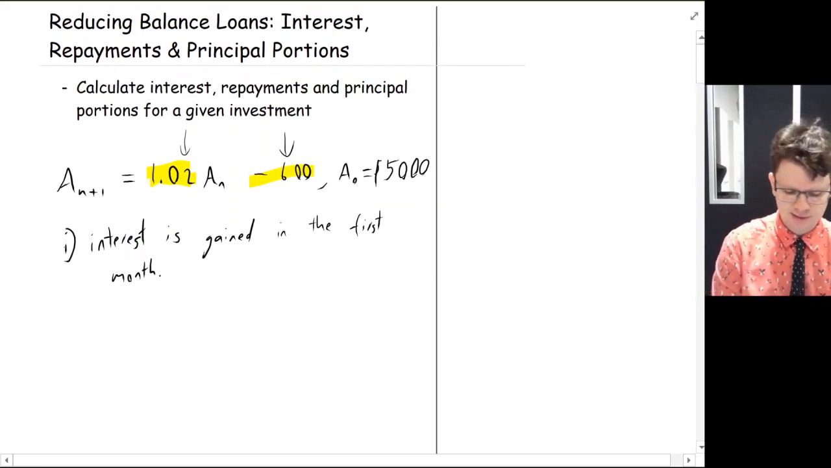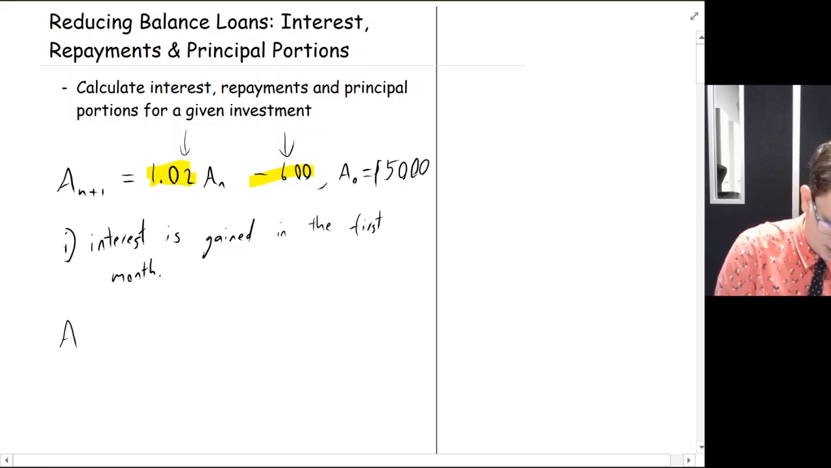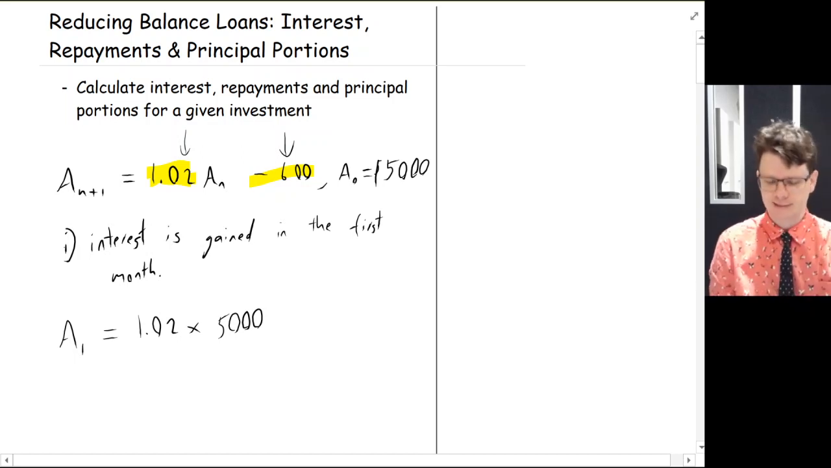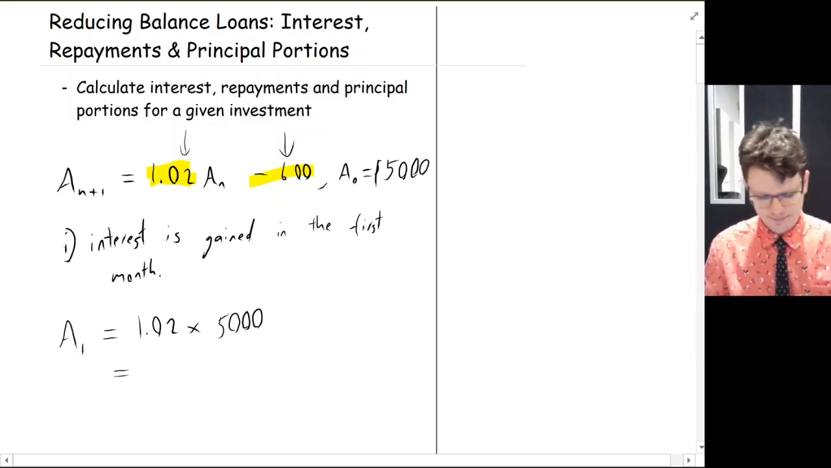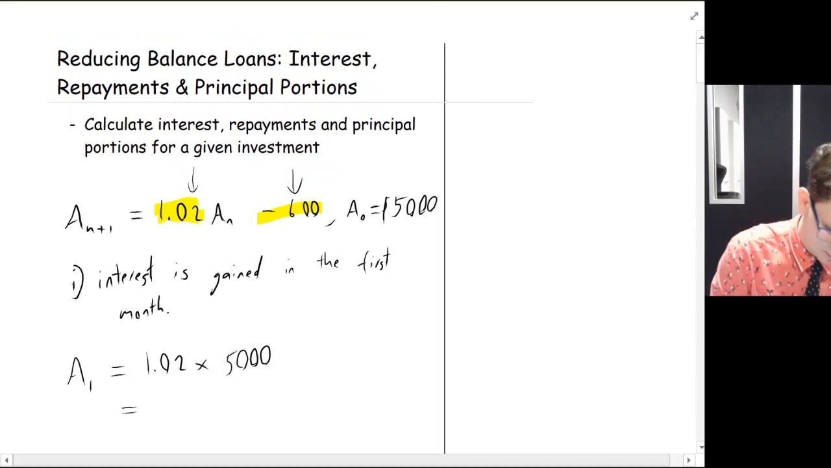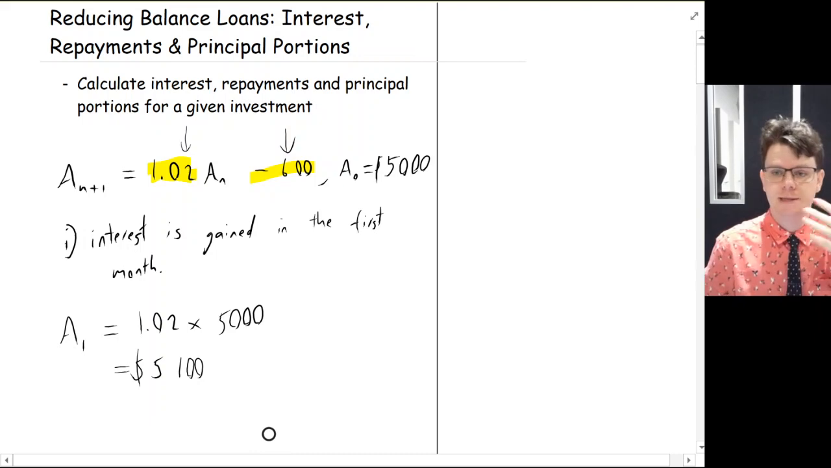That's the question. So I want to know how much interest is gained. Well, like we said, it's 2%, but let's ignore the minus 600 bit. Let's just work out what it would be if we didn't pay off anything. Well, A1 would be equal to 1.02 times A0. I'm going to ignore that minus 600 because I just want to know how much bigger the account got. $5,100. So $5,100 is how much bigger it is.